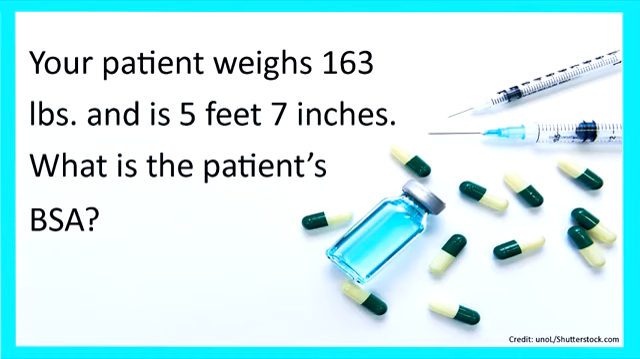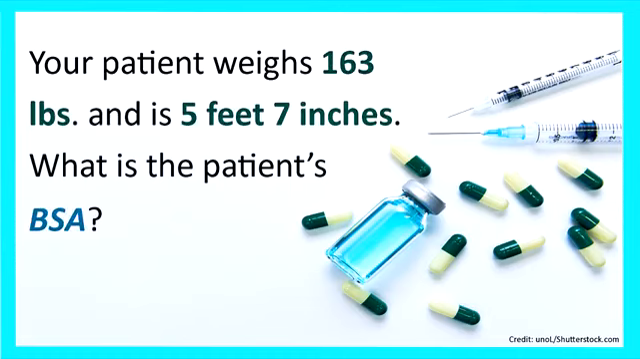So our first problem says your patient weighs 163 pounds and is 5 feet 7 inches. What is the patient's body surface area? So we need to pull from this scenario the most important information we need to solve this problem. So we know that the height and the weight is very important when solving body surface area. But which formula are we going to use? The metric system formula or the household?